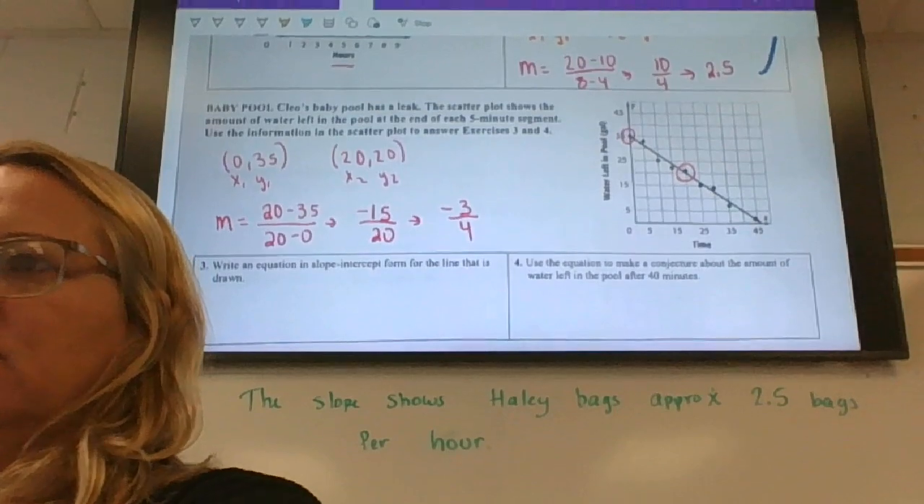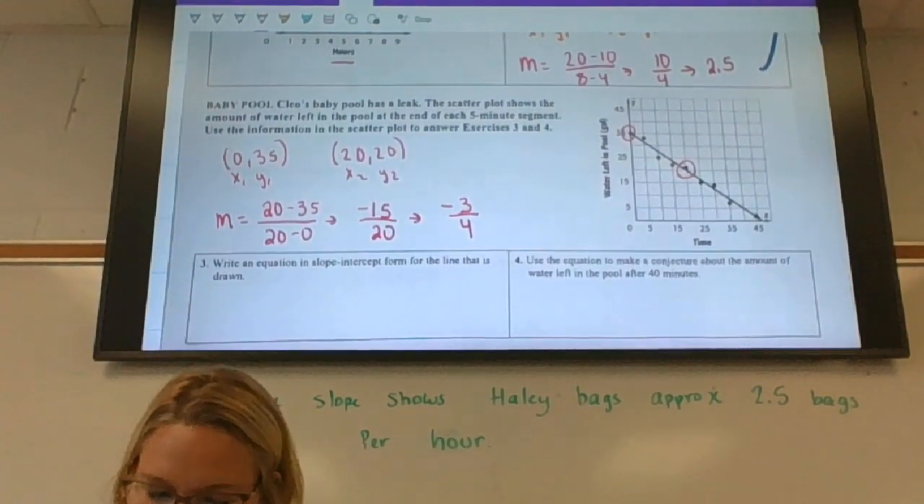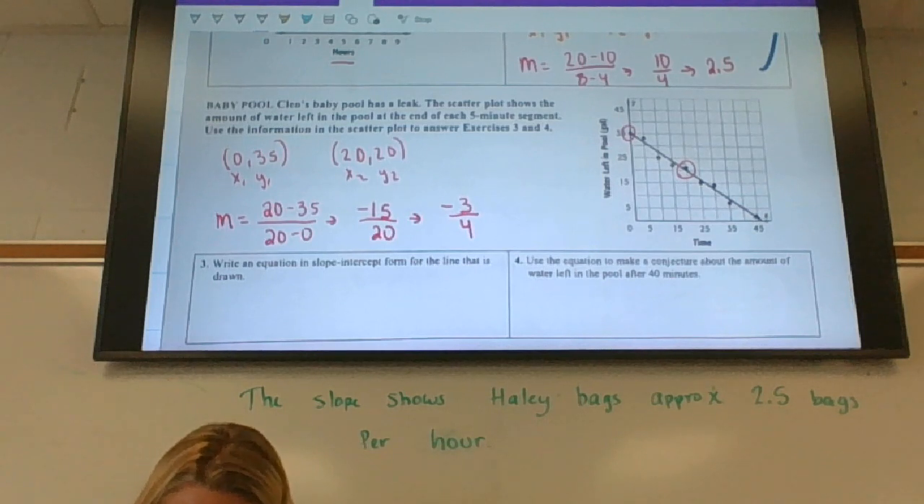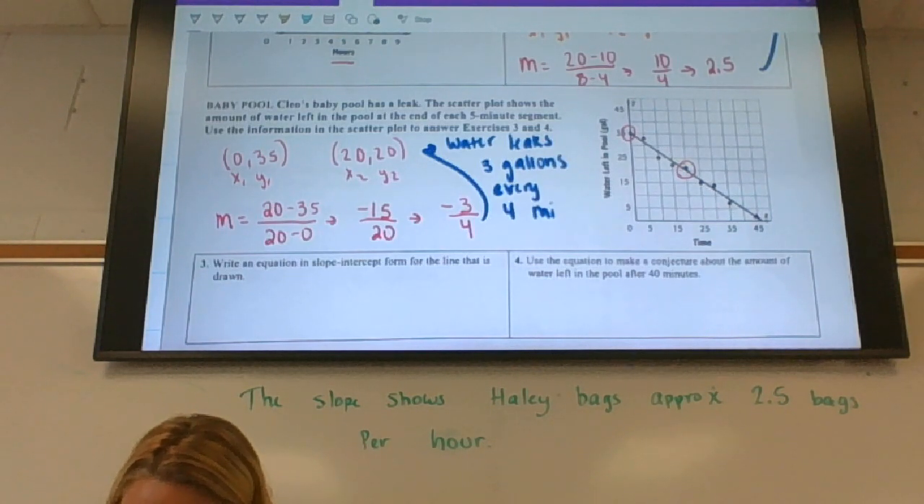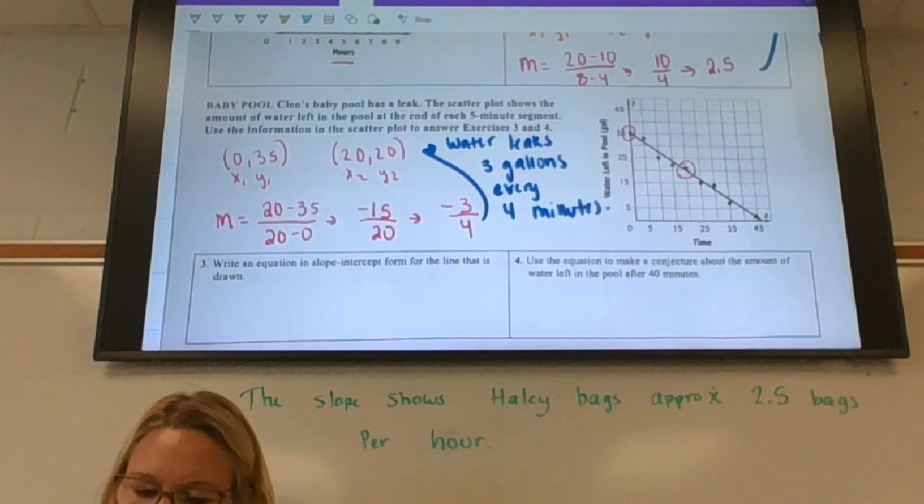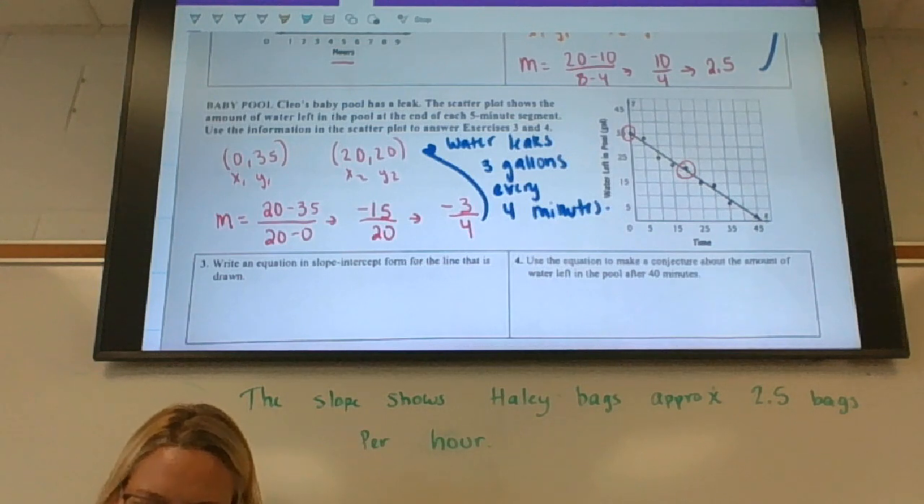That seems pretty fast. I wonder what type of nozzle's on this baby pool. Water leaks 3 gallons every 4 minutes. That's a bummer. All right, so now to get to our equation, we'll do y.